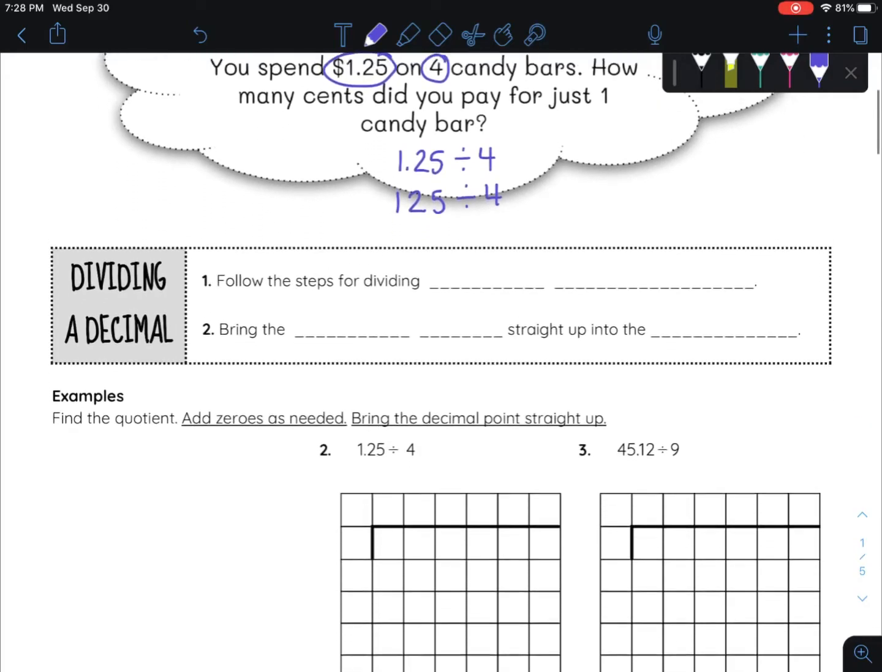So when you divide a decimal, you just follow the same steps as for dividing whole numbers, or numbers without decimal parts. Okay? And the last step is just to bring the decimal point straight up into your answer, into the quotient. Okay? So ignore the decimal point until the end.